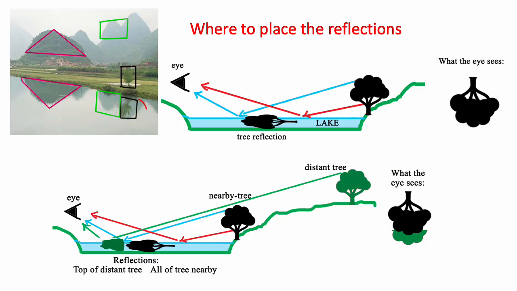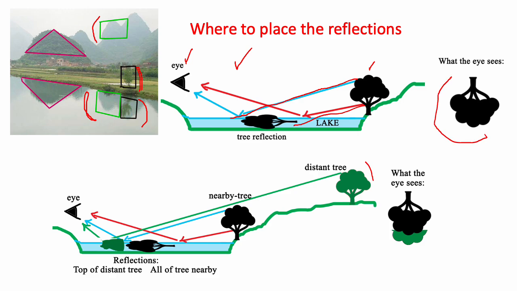Here we see the reflection of a tree that's close to the lake and also next to a reflection of a mountain that's far away. So how do we know where to place the reflections? Well, the only way to do it is to look at the side view. And so here's the eye, and here's the tree on the other side of the lake. The top of the tree reflects closer to the eye than does the bottom of the tree. And as a result, we see an upside down tree.